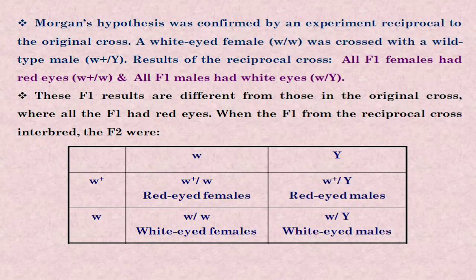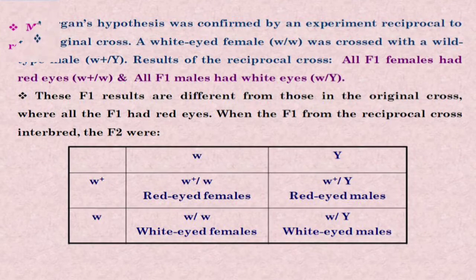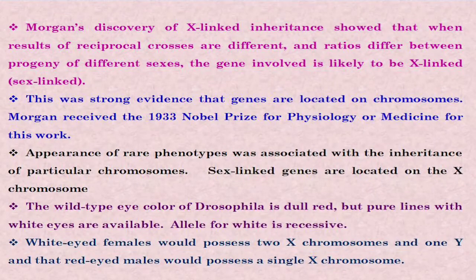So these F1 results are different from those in the original cross. All the F1 had red eyes, and when the F1 from the reciprocal cross interbred, they are said to be F2. So this is the discovery of the X-linked inheritance. He showed that when results of reciprocal crosses are different, and the ratios differ between the progeny of the different sexes, the gene involved is likely to be sex-linked or X-linked.